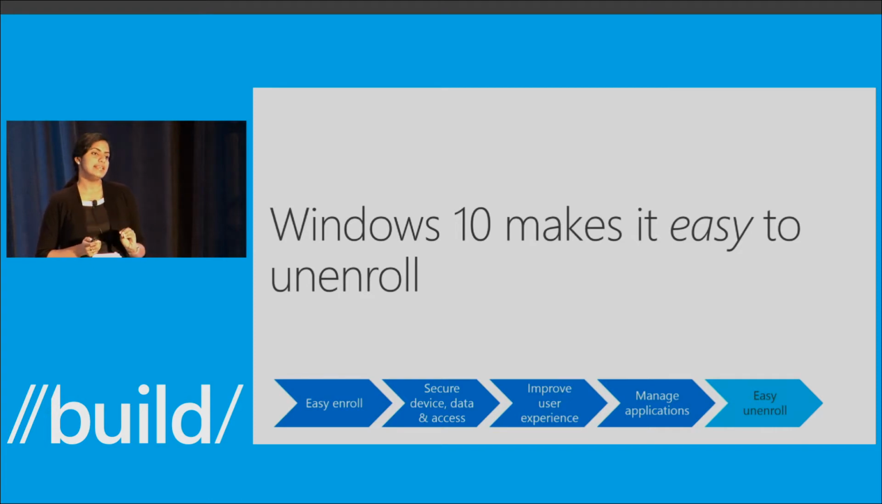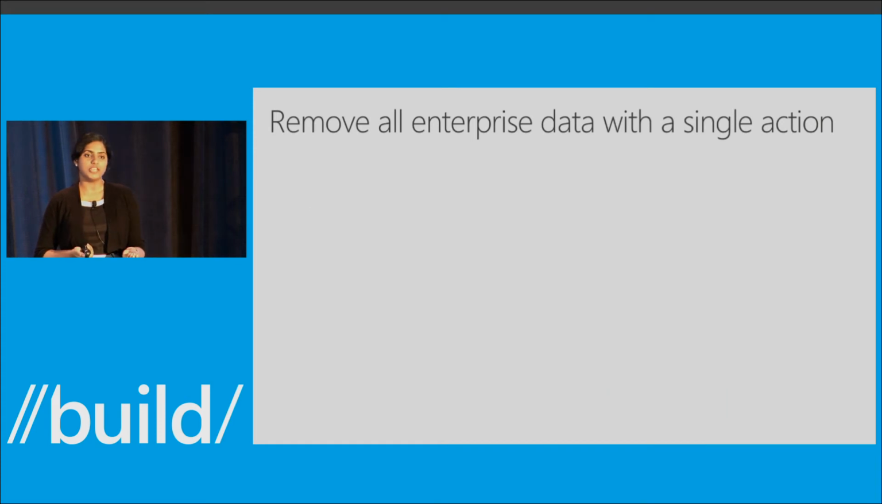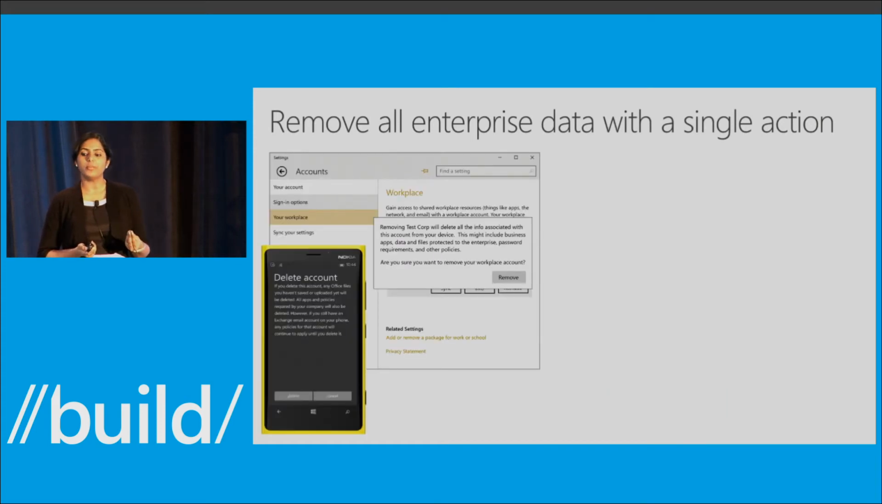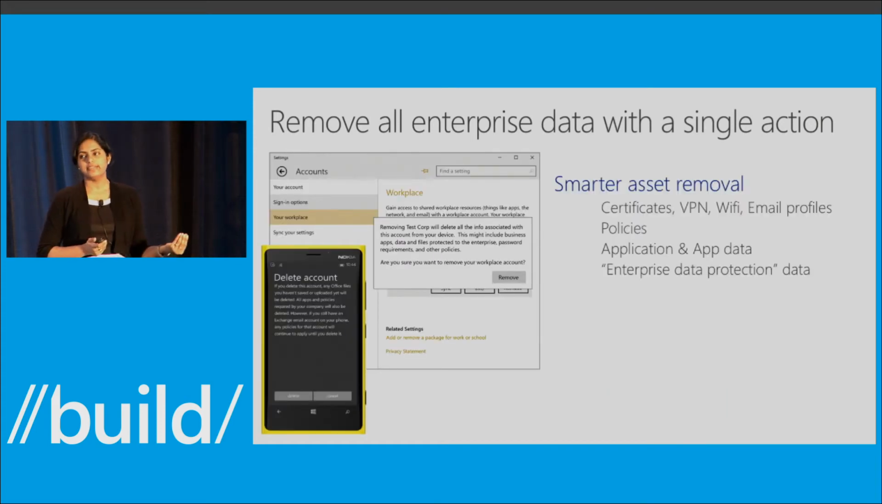Windows 10 makes it easy for either the user or the admin to unenroll from management. And unenrollment removes all of the data that was provisioned during the life cycle of management, be it policies, certificates, Wi-Fi VPN profiles, or even applications and application data. Also, the data that was tagged as enterprise under enterprise data protection is now completely removed on unenrollment.